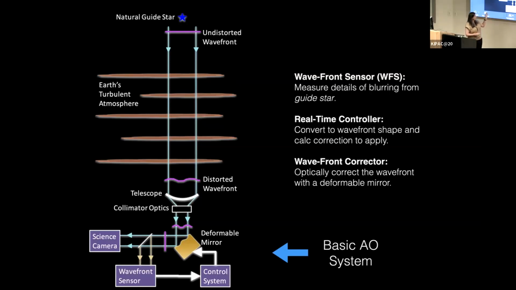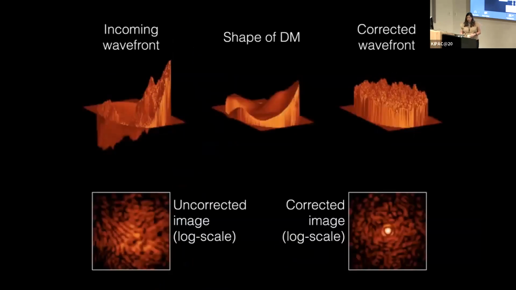So in addition to the wavefront sensor and the wavefront corrector, critically important to the advancement of adaptive optics is fast compute. If you're going to run at millisecond timescales, you're going to need a very beefy real-time controller computer that can run correspondingly at kilohertz or multiple kilohertz. So those are the basics of an AO system. And here's what it looks like in action.